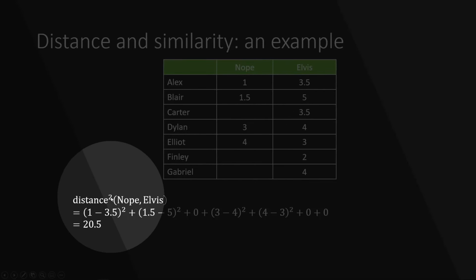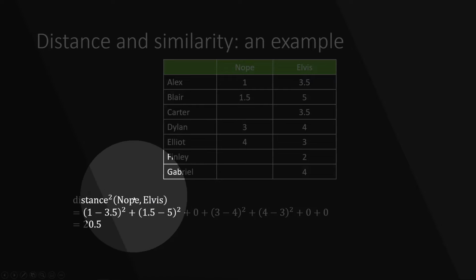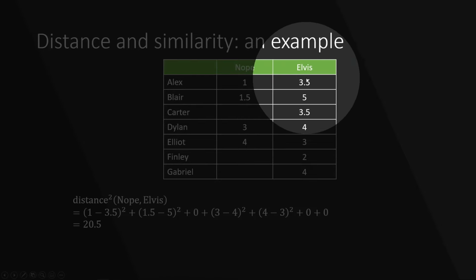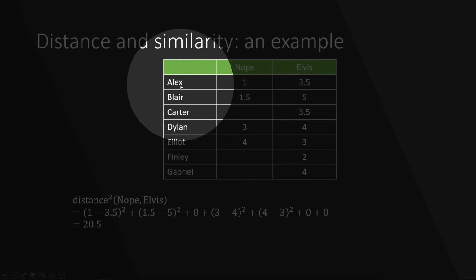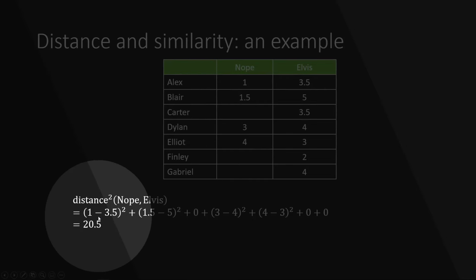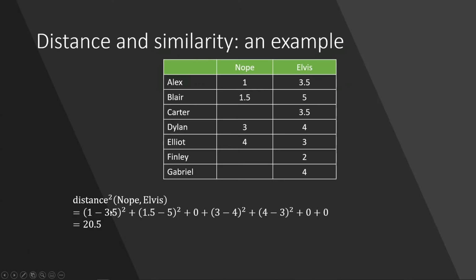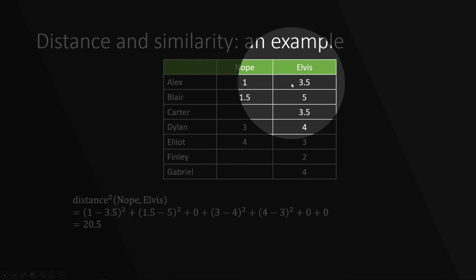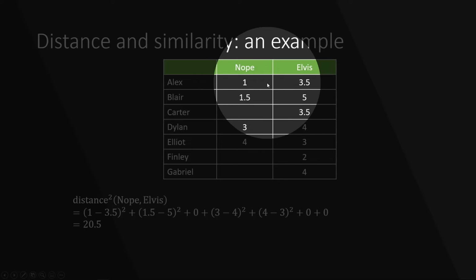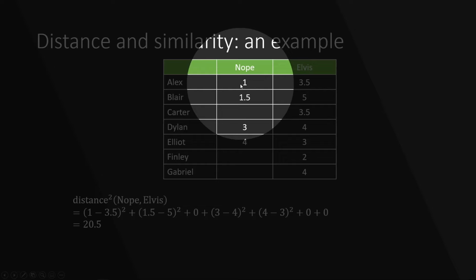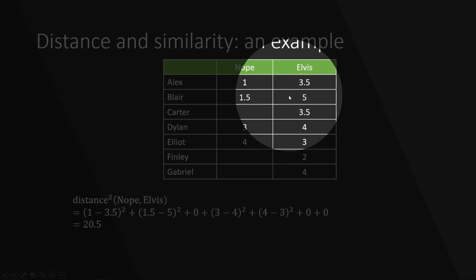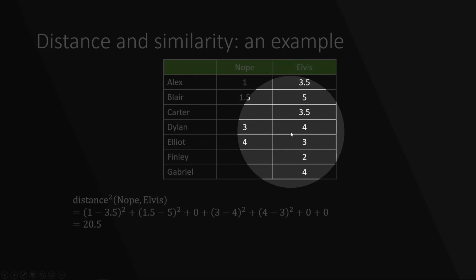So the distance between Nope and Elvis is equal to each pair of ratings from the same individual. So 1 minus 3.5 and then take a square. So the more different this pair of ratings are, the bigger the distance measure is going to contribute to. So for this, we're going to have 4 pairs of numbers. So we have Alex rated both movies, Blair rated both movies, Dylan rated both movies, and Elliot rated both movies.